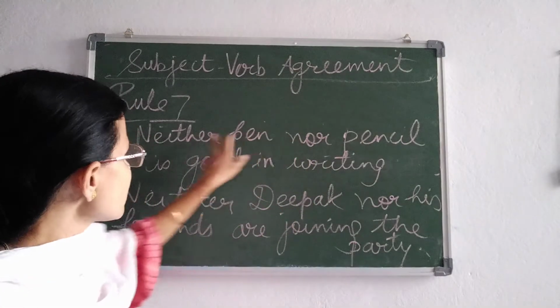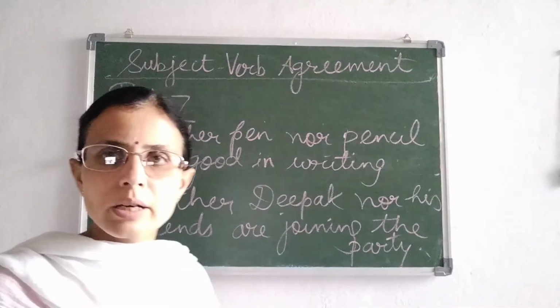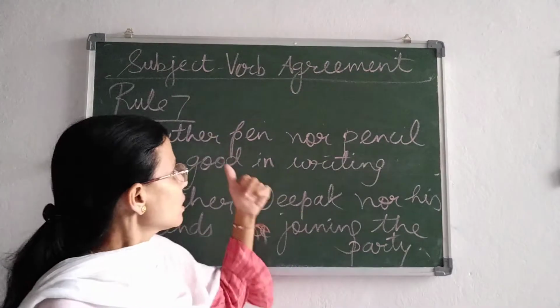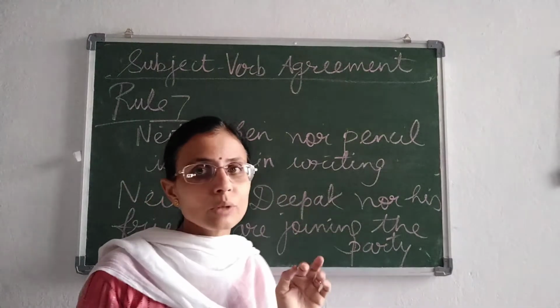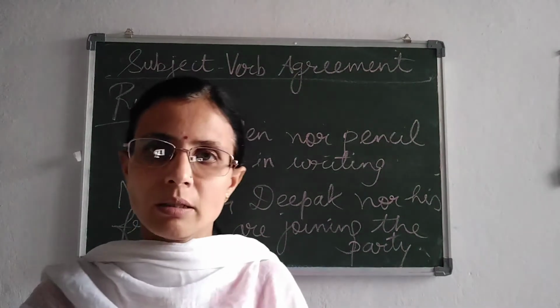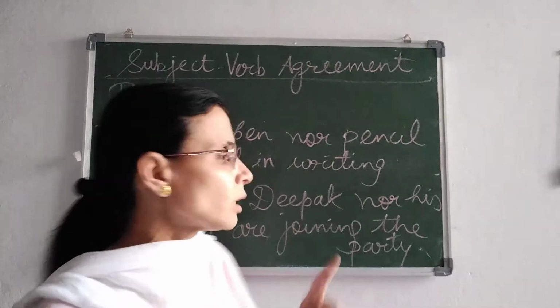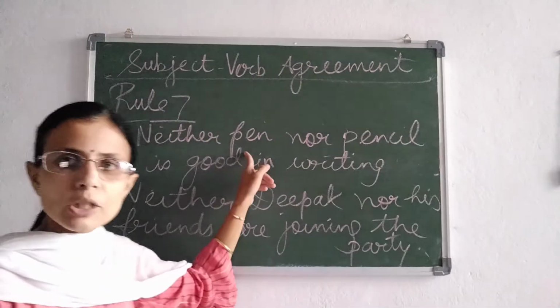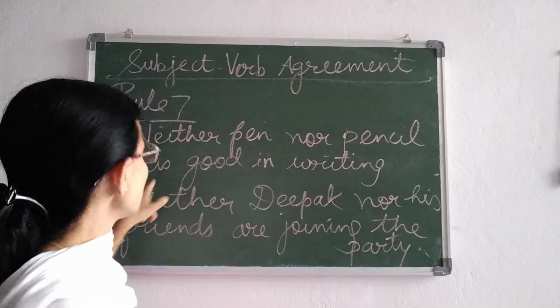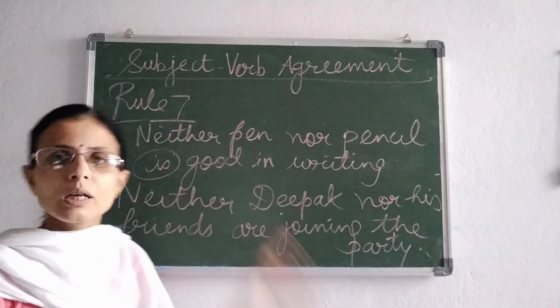These two singular subjects you are joining by neither nor. It means I am talking either pen or pencil. मैं दोनों की बात नहीं कर रही हूँ, मैं सिर्फ एक की बात कर रही हूँ. So I am talking either of pen or of pencil. One thing I am talking. That's why in this case subject is singular. So the verb will be singular, is.